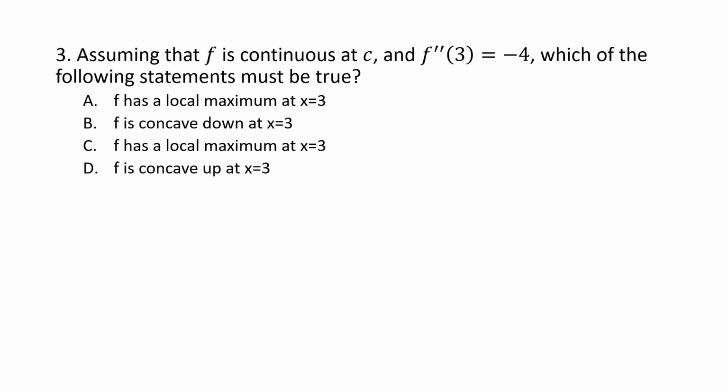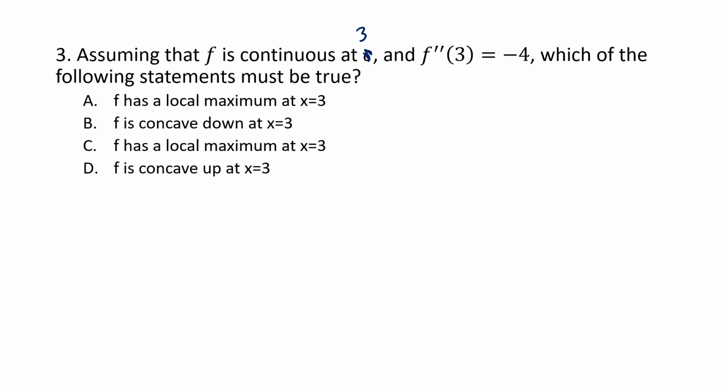Next up, we're given this function. We're told that it's continuous at this value of c. I should actually say 3. I'll fix that for you. And f double prime of 3 is equal to negative 4, and we want to know which of the following statements has to be true.